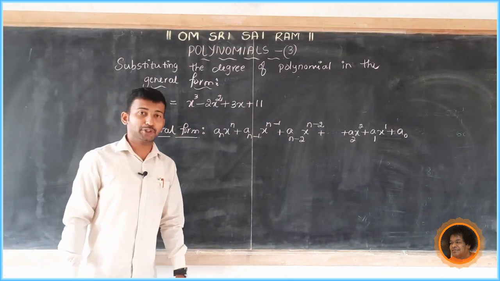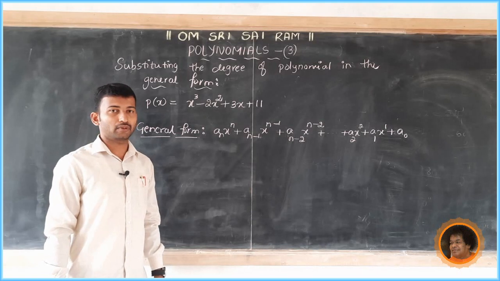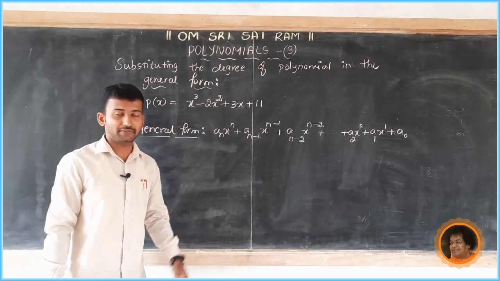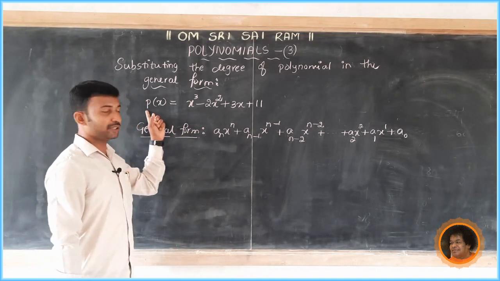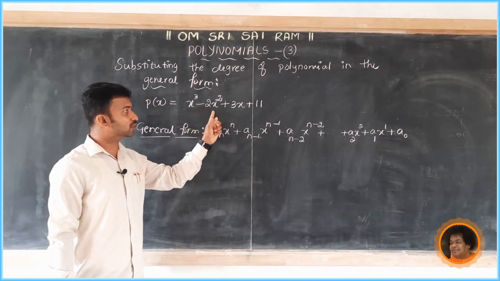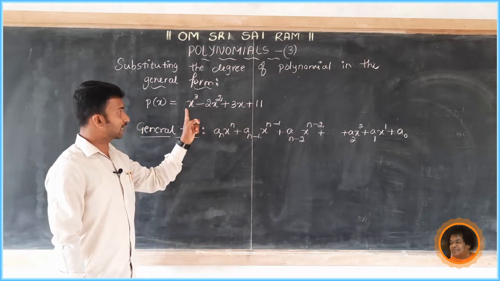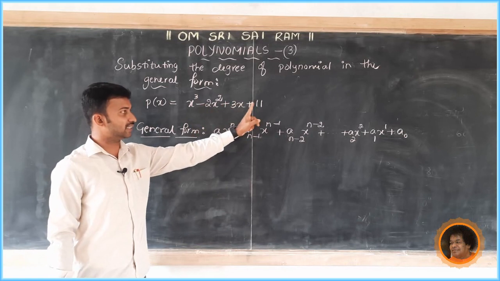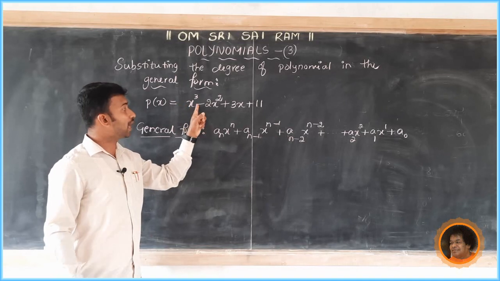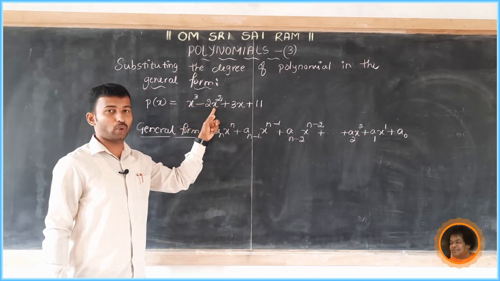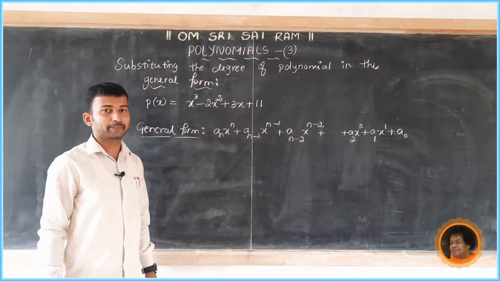Students, now substituting the degree of the polynomial in the general form. What is the general form? Yes, we already discussed. First, consider the polynomial p of x is equal to x cube minus 2x square plus 3x plus 11. There are four terms. 1 is the coefficient of x cube, minus 2 is the numerical coefficient of x square, plus 3 is the numerical coefficient of x, and 11 is the constant.